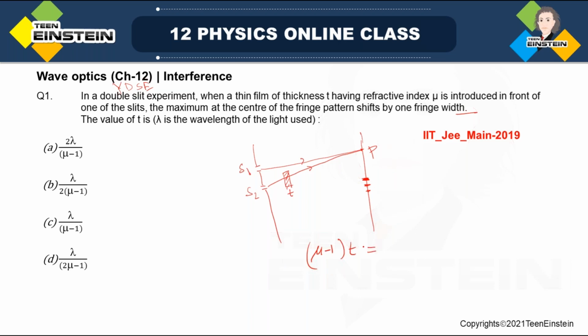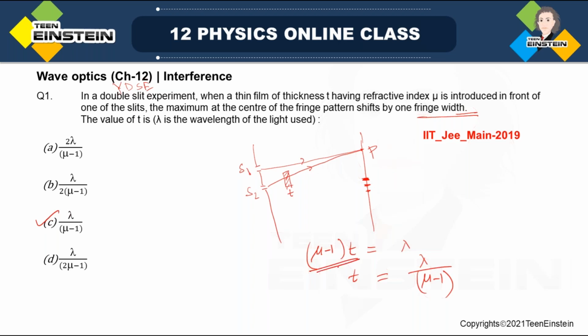Now this path difference, since the central pattern gets shifted by one order, in general we can write n lambda. But since it is shifted by only one order, sometimes it is written as a shift of one fringe width. Here it is one fringe width, that means it is shifted by one order. So I can write (mu minus 1) t is equal to lambda. Therefore the thickness will be t is equal to lambda by (mu minus 1). So option C will be the answer for this question.